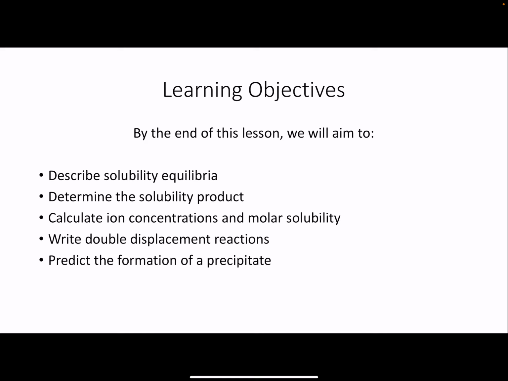So our goal here is to describe what solubility equilibria is, determine the solubility product, which is a term we'll learn, calculate ion concentrations and molar solubility. We'll stop there, and we'll call that the end of part A, because then we'll move on to double displacement reactions and precipitates and how they, in part B, also represent an equilibrium.